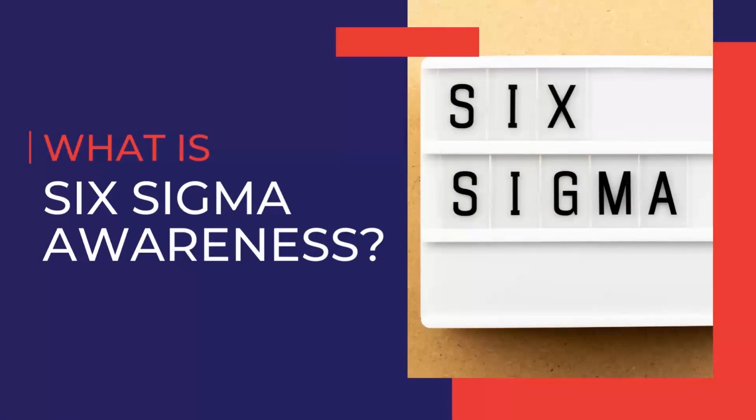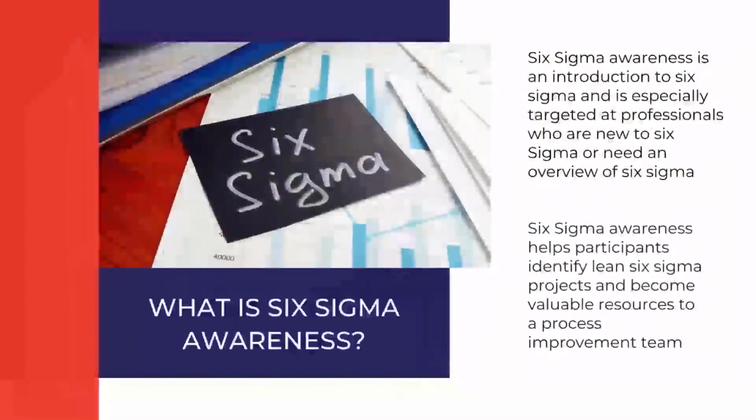We will start by discussing the first topic, what Six Sigma Awareness is. Six Sigma Awareness is an introduction to Six Sigma and is especially targeted at professionals who are new to Six Sigma or need an overview of Six Sigma. Six Sigma targets to improve the quality of process outputs by identifying and removing the causes of defects in manufacturing and business processes using a set of quality management methods. It also covers the Six Sigma principles and concepts, Six Sigma roles and responsibilities, benefits and applications of Six Sigma, along with an overview of the Six Sigma toolkits and DMAIC methodology.